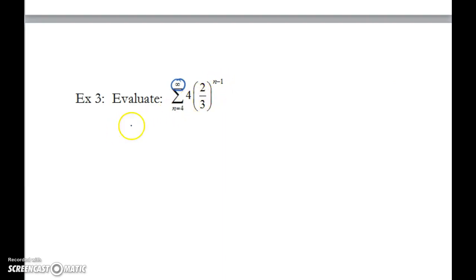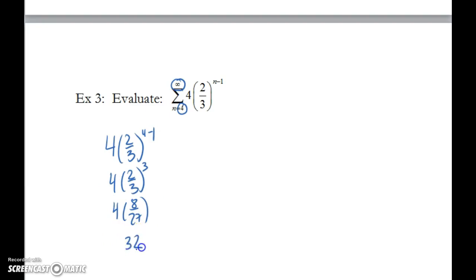So let's start by plugging in our lower limit here, 4 for n. So we have 4 times 2/3 to the 4 minus 1. So that's 4 times 2/3 to the 3rd power, which is 4 times 8 over 27, which is 32 over 27. That's our first term.